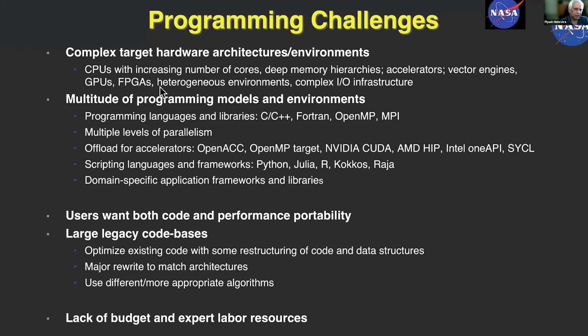And then on the other hand, there is a multitude of programming models and languages. Like I said, people are using C, C++, Fortran, OpenMP, and then multiple levels of parallelism. How do you exploit that? How do you do offloading for accelerators: OpenACC, OpenCL, oneAPI? I think Addison gave a pretty good landscape of the different approaches for accelerators.